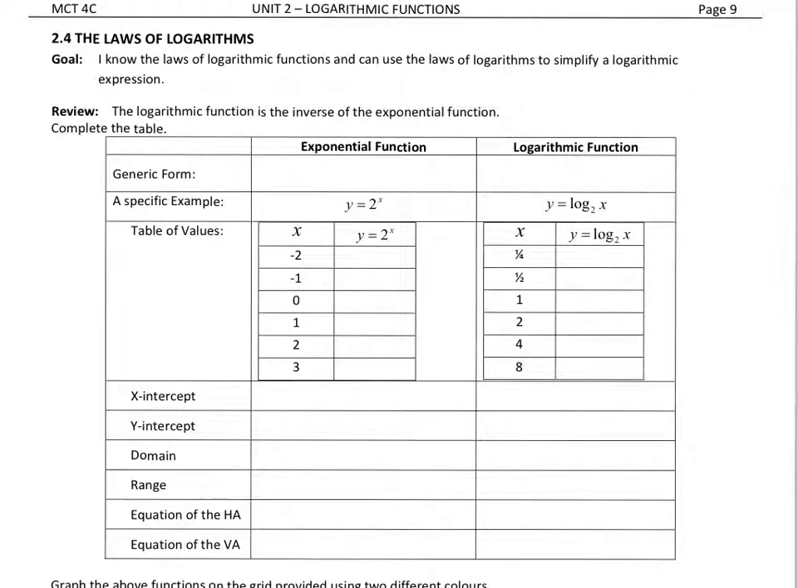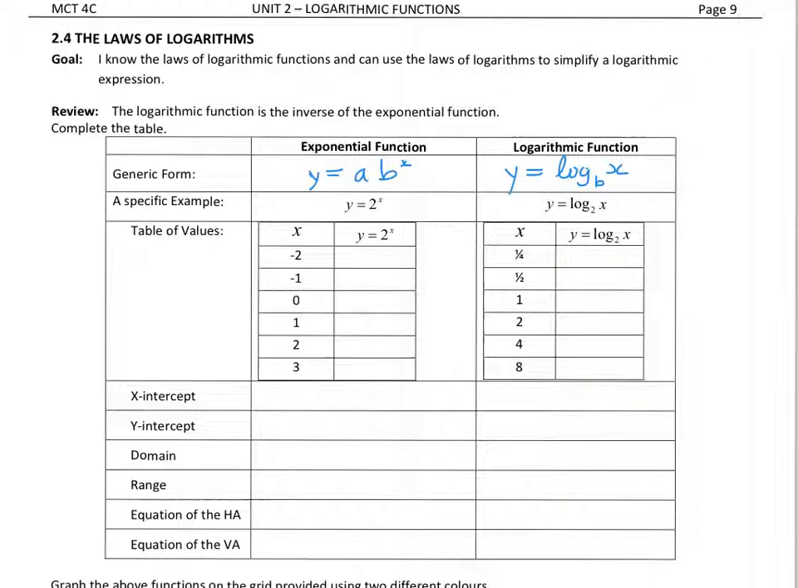All right, in terms of generic form, we know that our exponential functions look like this. We have y equals a b to the exponent of x. So just the b is getting the exponent of x. Our logarithmic function looks like this. It's y equals the log with a base of b of x.